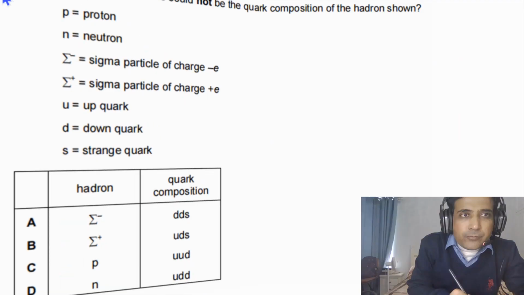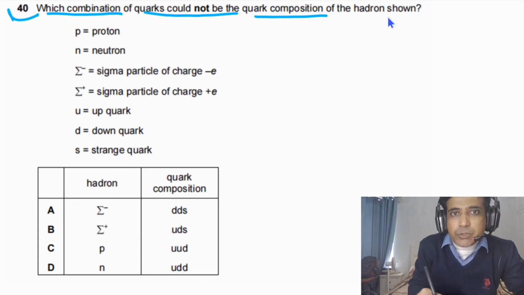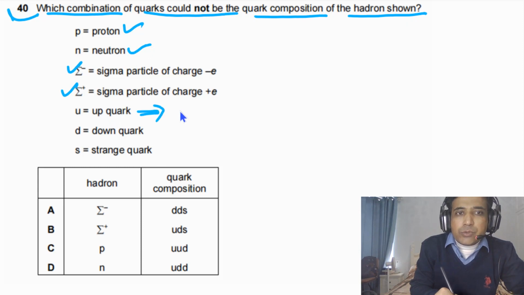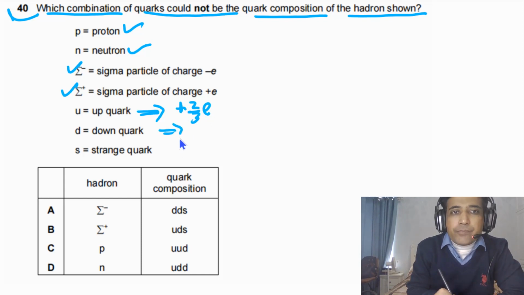Question 40 says, which combination of quarks could not be the quark composition of the hadron shown below? P for proton and n for neutron. So these are two hadrons, sigma minus and sigma plus. The charge on an up quark we need to understand is +2/3e, and the charge on the down quark is -1/3e. And the charge on the strange quark also is -1/3e.